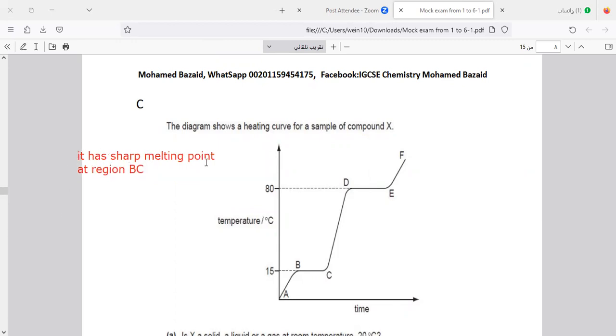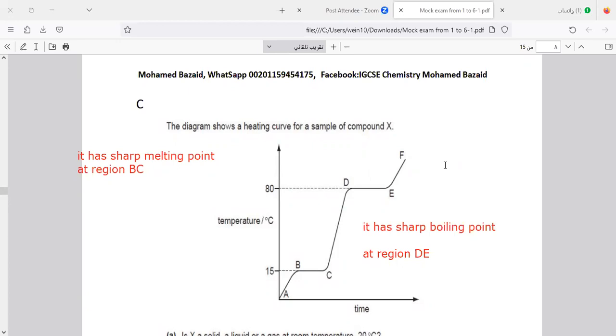1 mark, it has a sharp melting point at region BC, exactly at region BC. Or someone will write, it has a sharp boiling point at region DE. You must write that. Don't say because it has a specific melting and boiling point. Okay, 1 mark out of 2.